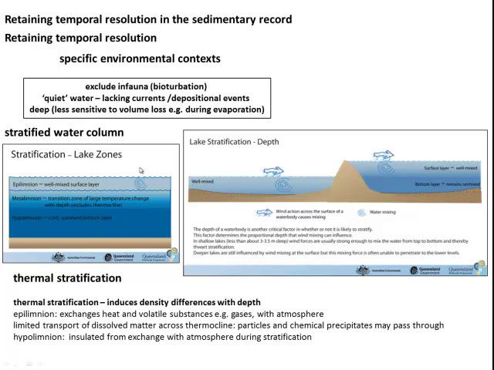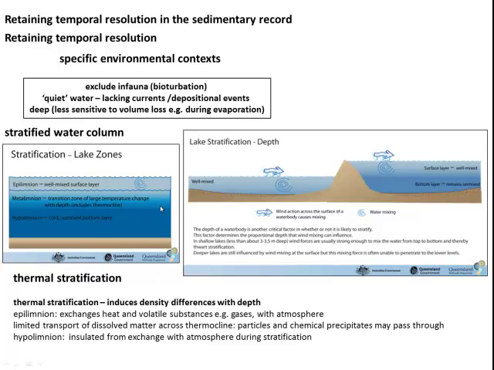And what that does, it introduces density differences with depth, such that you end up with a well-mixed surface layer known as the epilimnion, and that will exchange heat and gases with the atmosphere. You will have then a limited exchange of dissolved matter between the epilimnion and the hypolimnion at depth, which is insulated from exchange with the atmosphere while you maintain this stratification.